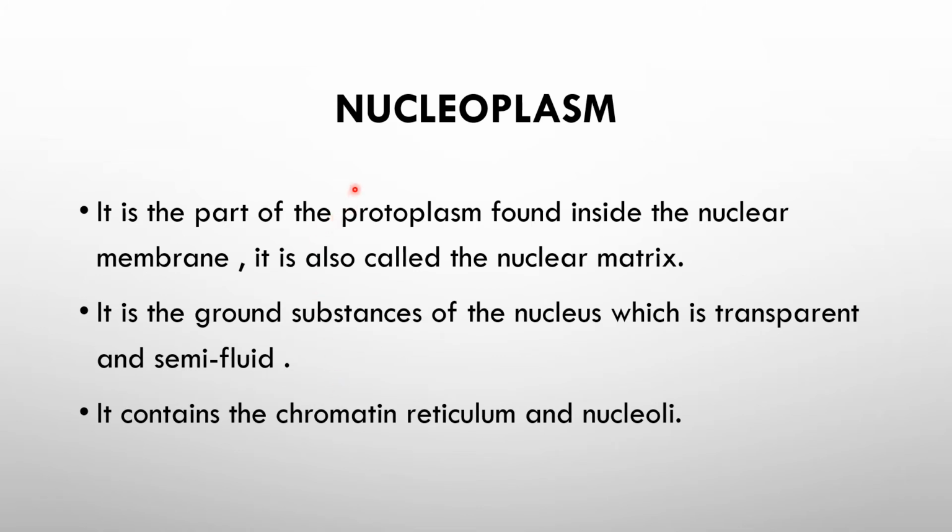Next is your nucleoplasm, that is the part of the protoplasm found inside the nuclear membrane, and another name of nucleoplasm is nuclear matrix. It is a ground substance of the nucleus which is transparent and semi-fluid, and it contains the chromatin reticulum and nucleoli.